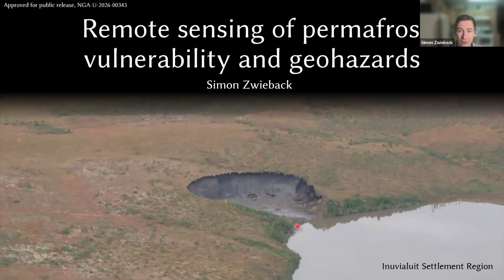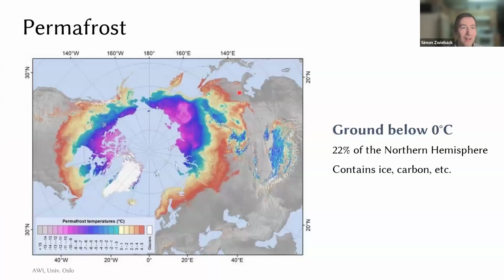At the beginning, I would like to provide a very brief overview of permafrost. I'm sorry, I'm struggling with my multi-screen setup. Okay, so let's provide an overview of permafrost. It's defined to be ground that remains below 0 degrees Celsius for at least 2 years.